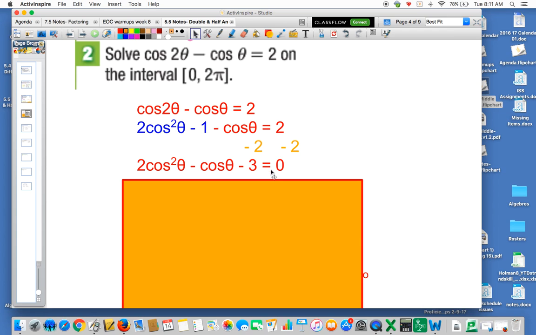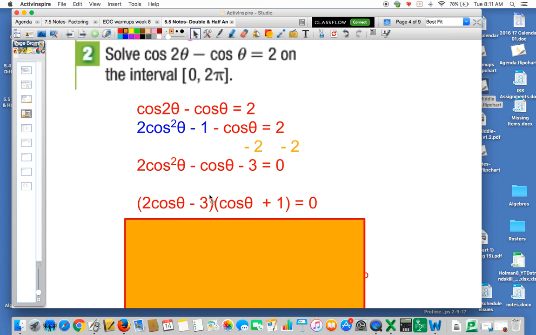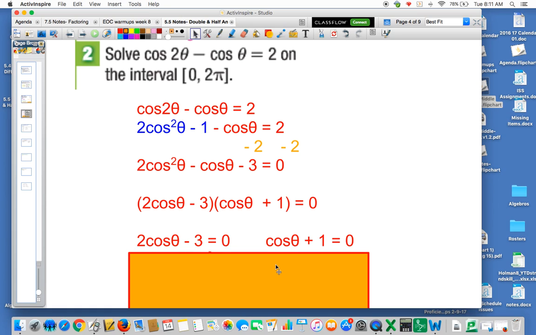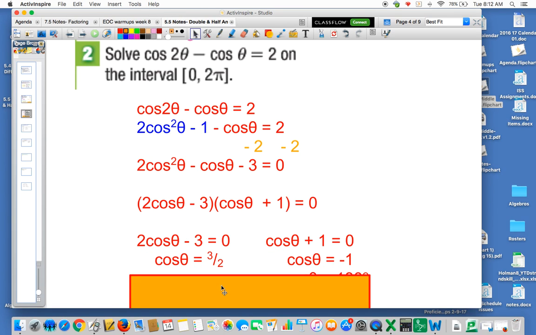This can actually be factored. It'd be 2 cosine and cosine, that'll work for this. To get 3, it's a version of 3 and 1. In this case, negative 3, positive 1, because this will make 2 cosine, this will make minus 3 cosine, which will give me the negative 1 cosine here. Once it's factored and equals 0, we set both parts equal to 0. And there we go, set both parts. I'm going to add the 3, divide by 2. I'm going to minus the 1 over here.